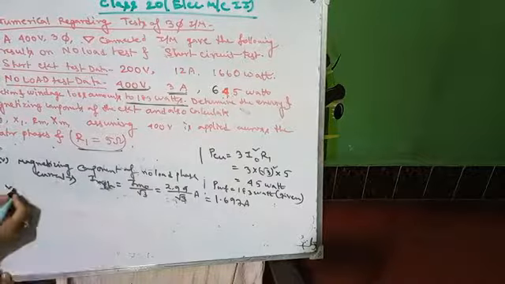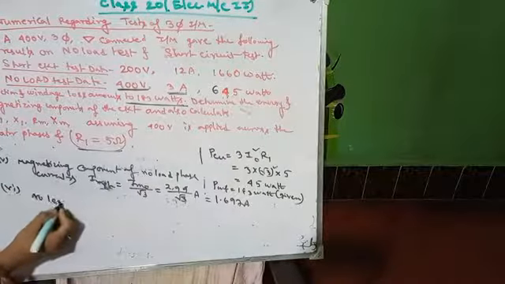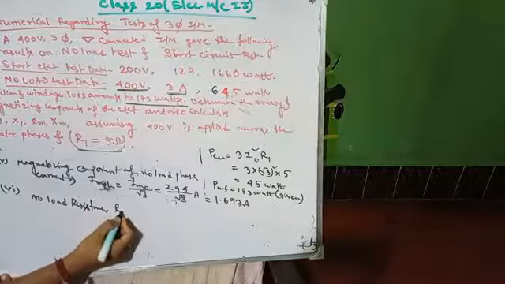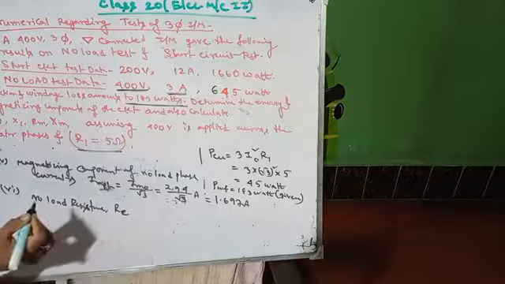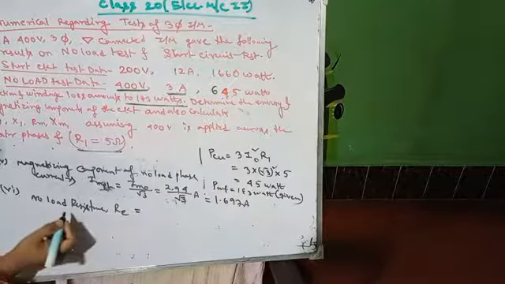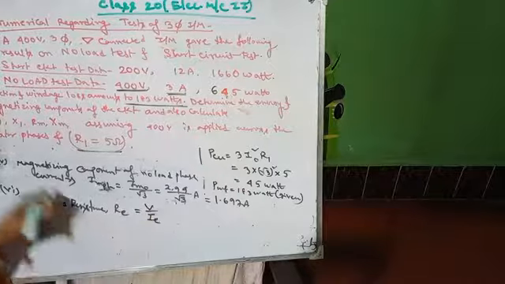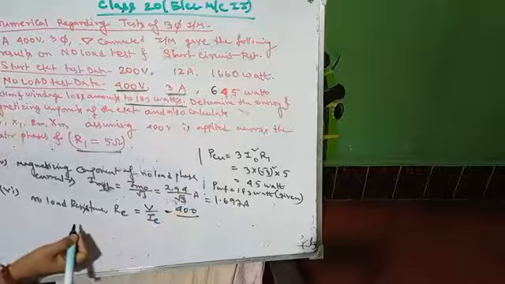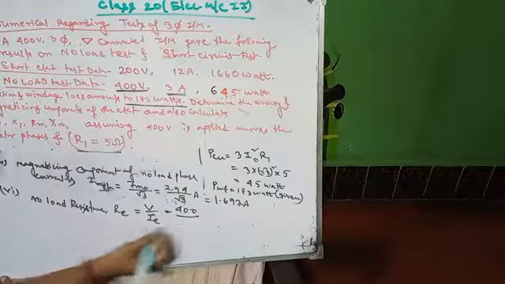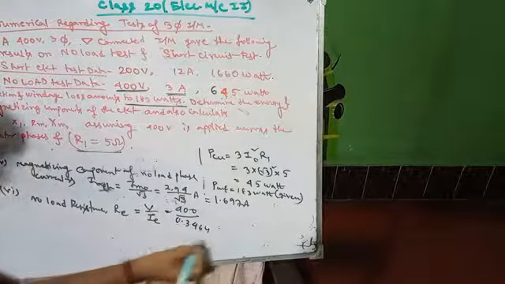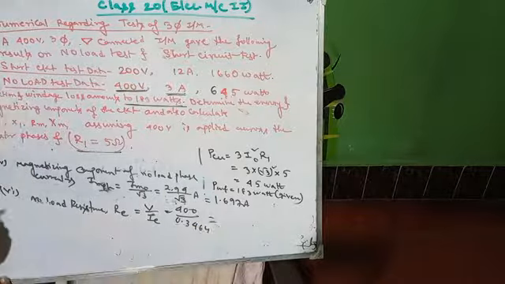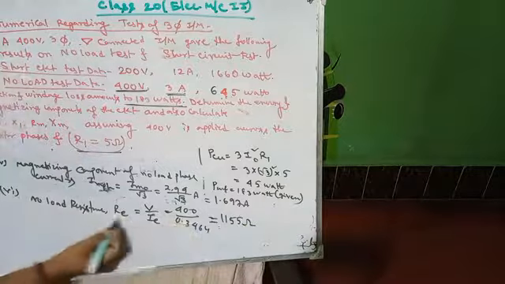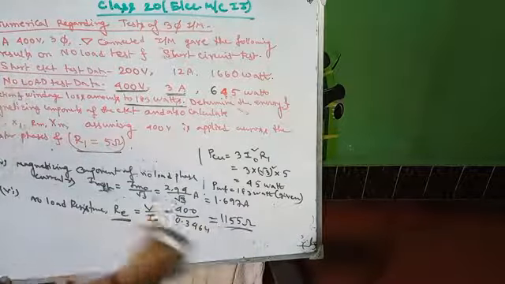So now I will move into the sixth part, no load resistance. No load resistance means what? RE. You should calculate RE equals to V by IE. Okay, V by IE, that will be equals to what? That will be 400 by IE equals to 0.3464. So your answer will be 1155 ohm. Okay, so the no load resistance RE equals to 1155. This is one of the parameters.